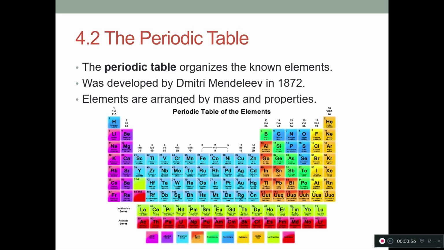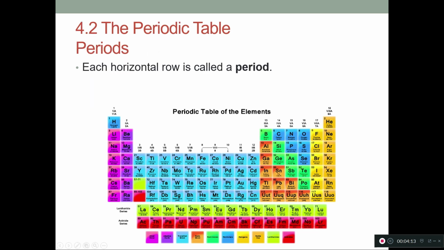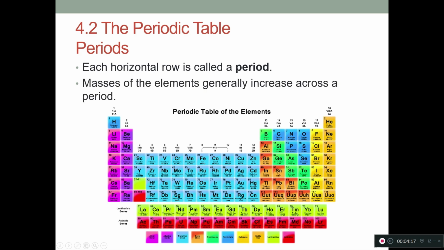And so these are arranged by things like mass and properties. So as you go left to right, top to bottom on this, then they are increasing in mass, and as we'll see in later videos again, there are certain properties that have trends on the periodic table. And so each horizontal row is what's called a period. Masses of the elements generally increase across the period. So for instance, the top row is the first period, the next one down is the second, then third, fourth, and fifth. Then we have the 6th, and remember that this lanthanide series actually belongs in this green spot right here, so that is actually part of the 6th period.